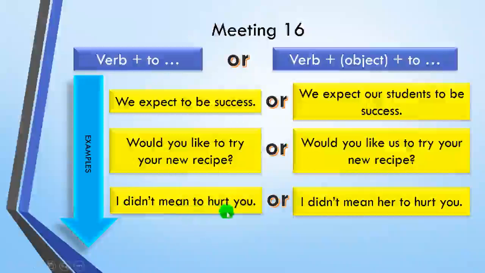I didn't mean to hurt you. It's clear. It means that I have no intention to hurt you. However, if we add the object, it will be different. It becomes, I didn't mean her to hurt you. So it is not me. I do not have any intention. But the one who we think has the intention to hurt you is the other person, because we add the object.